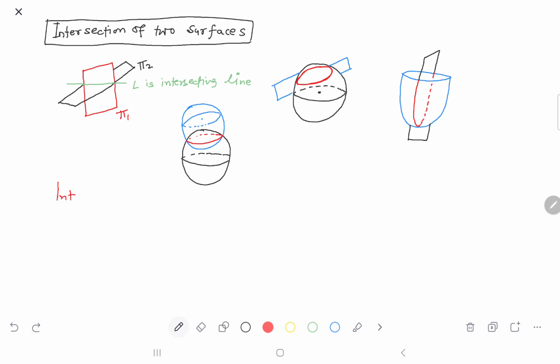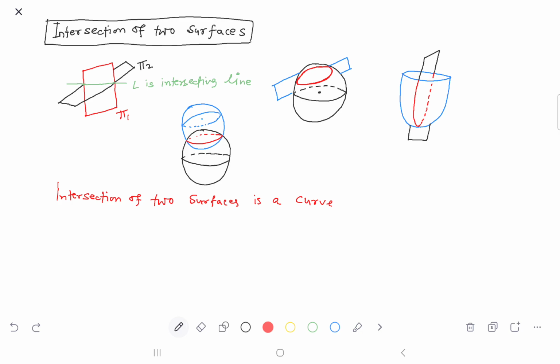So the intersection of two surfaces is a curve. This curve can be a straight line, it can be a circle, it can be a parabola, an ellipse, a hyperbola, or any curve. Okay, fine.